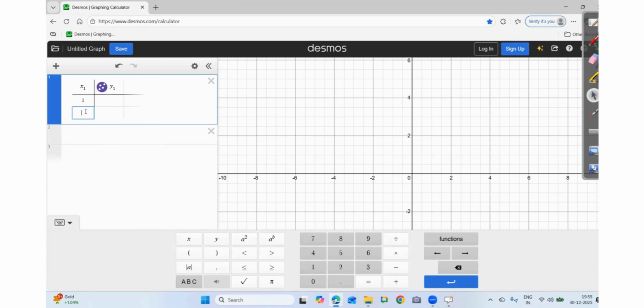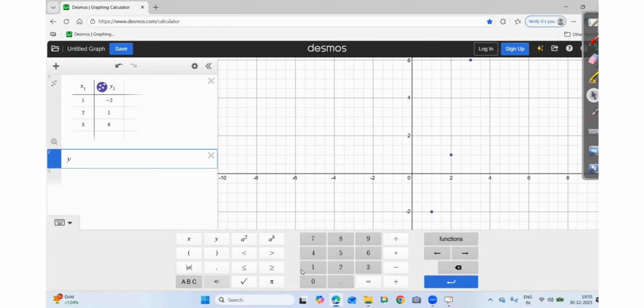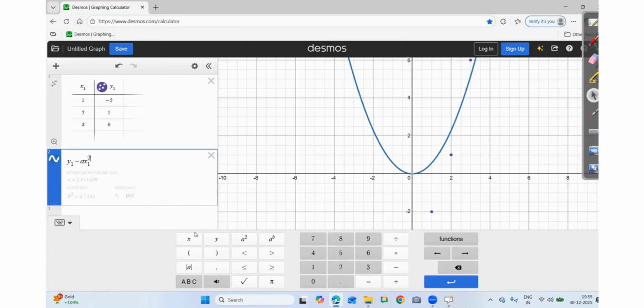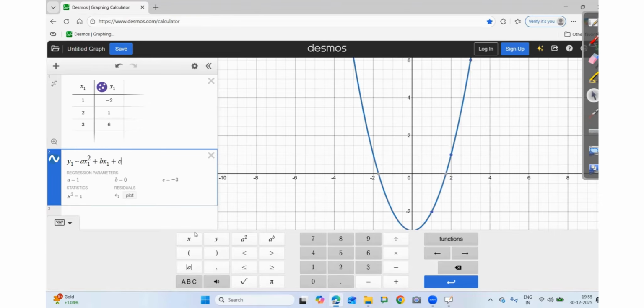Let's put all the x coordinates, 2 and 3. Now the y coordinates are -2, 1, and 6. Now, in the second tab, our equation will be y1 equivalent a x1 square plus b x1 plus c. Are we able to get the values of a, b, and c's?